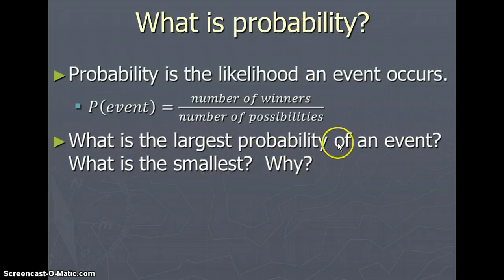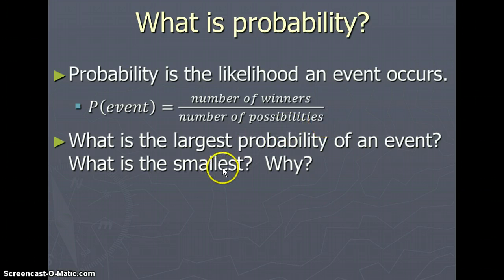Well, the largest probability is something that's always going to occur. Every single time we play, we win. So in that case, the number of winners is the same as the number of possibilities. Let's say, for instance, we had 7 different possible outcomes, and they were all winners. Our fraction would be 7 over 7, but because we always want to reduce our probabilities, 7 over 7 is going to reduce down to 1. So the largest probability of an event would be 1.